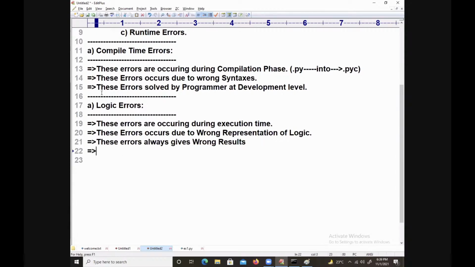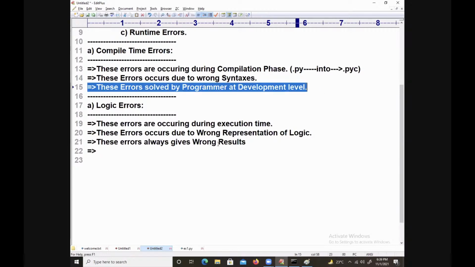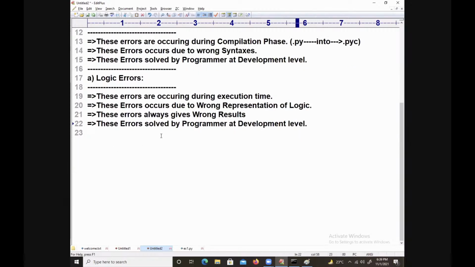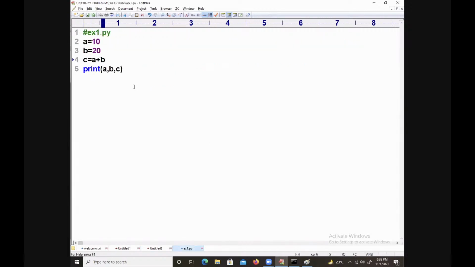Next, who will solve these errors? These errors are solved by programmers during the development level only. So whenever you get the wrong result, it is going to show you something like this. Whenever I write C is equal to A plus, if I write it like that, that gives you what errors?